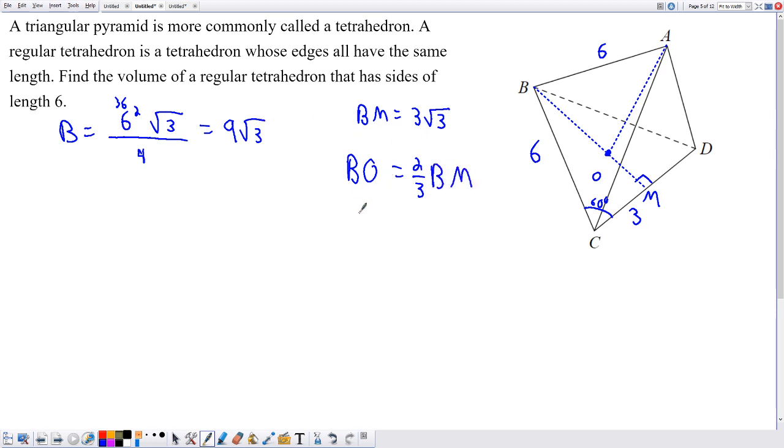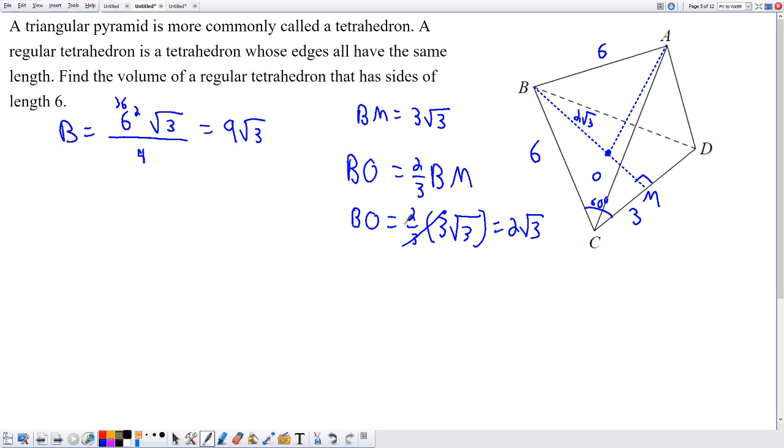Now, if we just plug in BM, we find out that, well, that's 2/3 times 3 square root of 3. That cancels out, and we are just left with 2 times the square root of 3. Now, that's the height. No, that's not the height, sorry. That is the length here, 2 root 3.